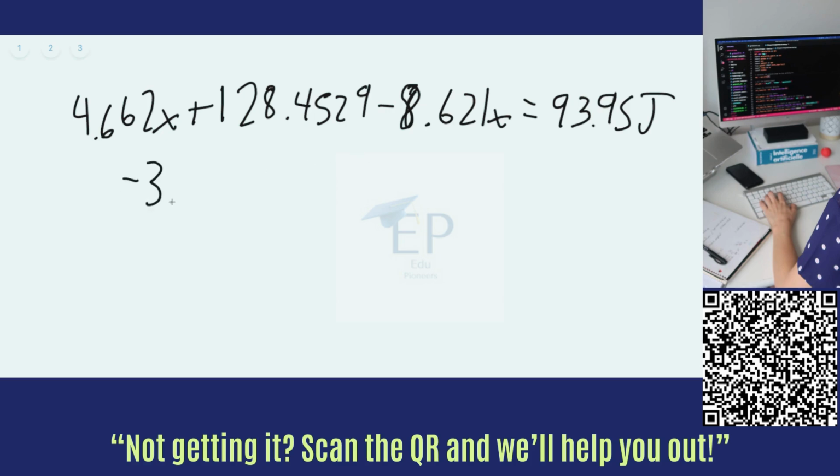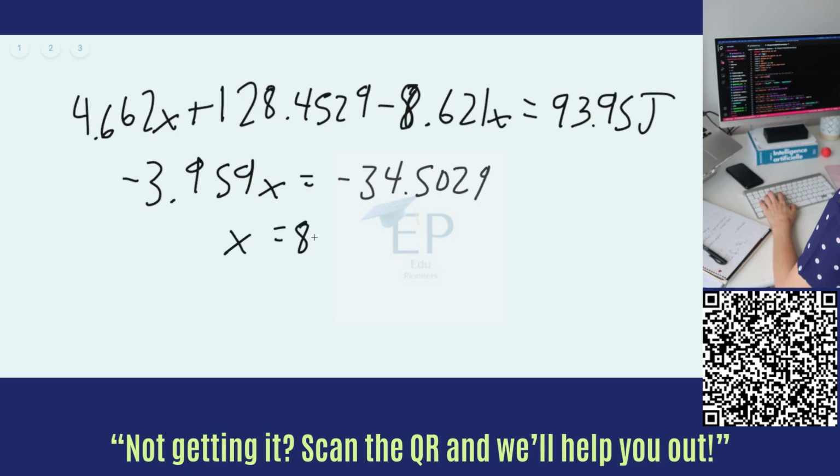So we first combine like terms. We get negative 3.959x equals negative 34.5029. And therefore x equals 8.715.